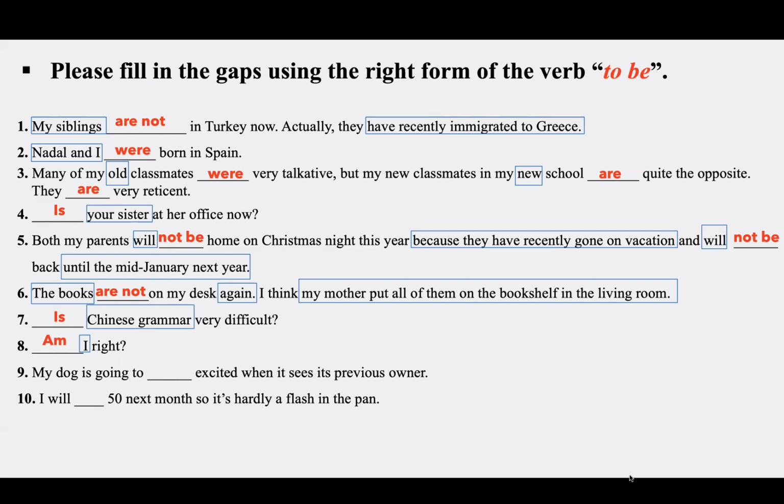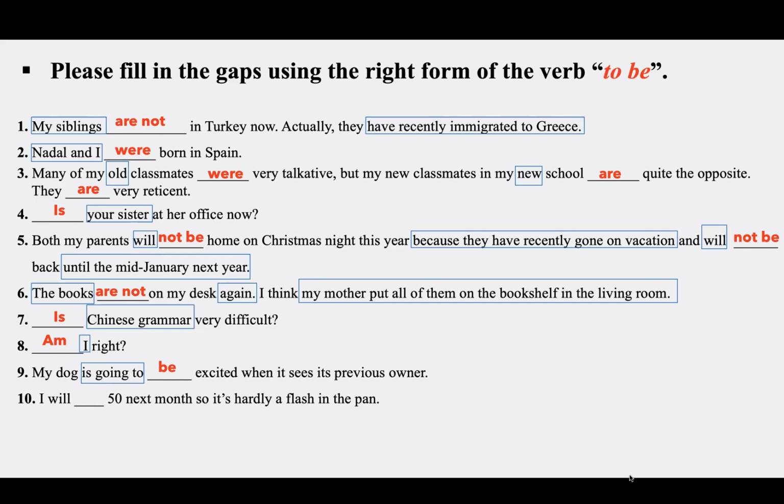So here, the subject is my dog, and it's talking about the future tense, is going to. So that's why we should use be excited. It's going to be excited when it sees its previous owner. Previous means past owner or former owner. So number 10, the last one, I will blah, blah, 50 next month.